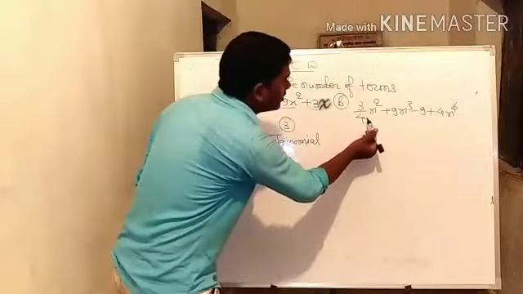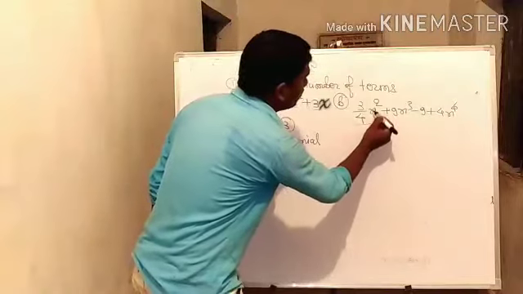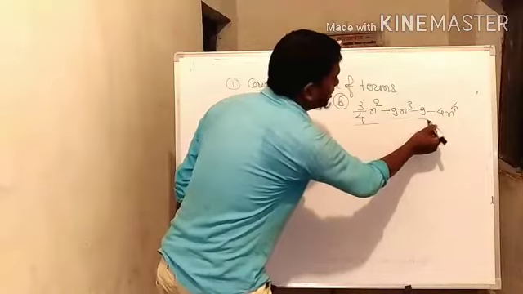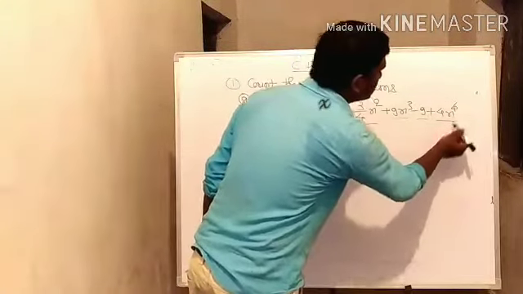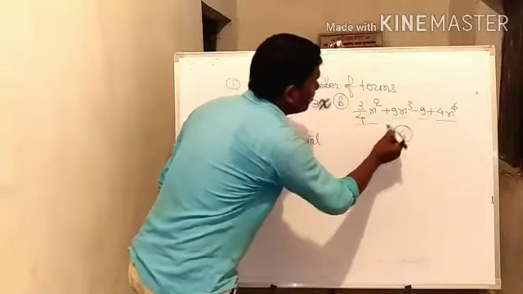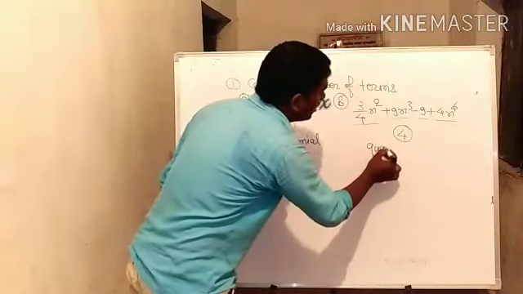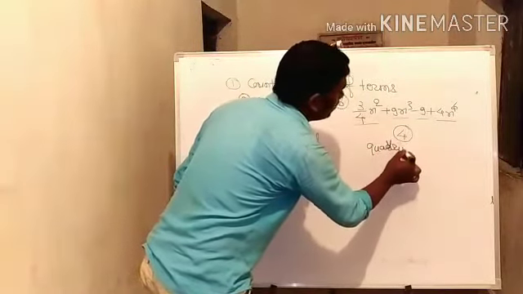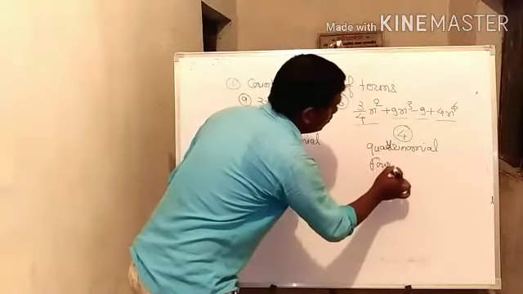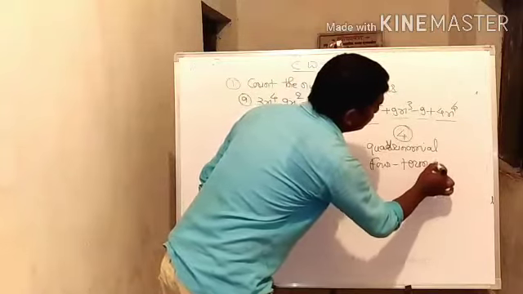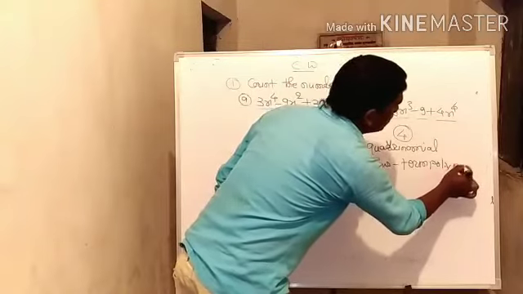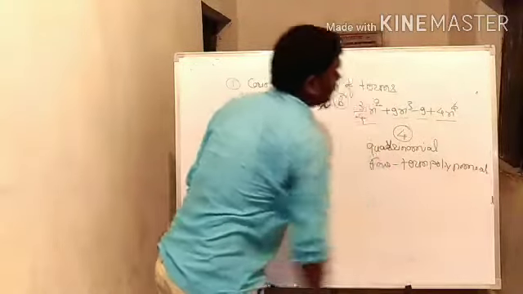In question number 2, 3 upon 4x square plus 9x cube minus 9 plus 4x raised to power 4, how many terms are in this polynomial? 3 upon 4x square is the first term, 9x cube is the second term, minus 9 is the third term, and plus 4x raised to power 4 is the fourth term. 4 terms. So this type of polynomial is known as quadrinomial or 4 term polynomial.